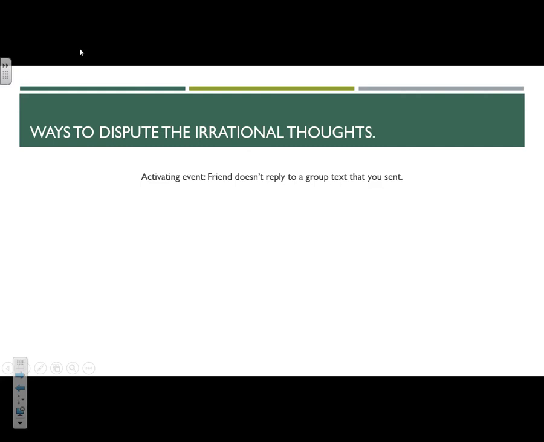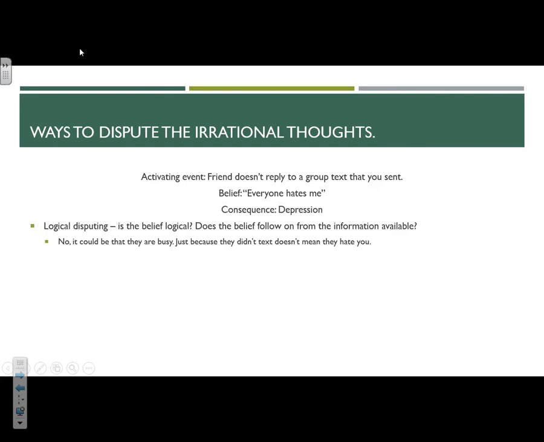So, we've got the activating event, that a friend doesn't reply to a group text, the belief everybody hates me, and the consequence, of course, of that is depression. However, there are different types of disputing. So, we have logical disputing, where the therapist would say, is that belief logical? Does the belief follow on from the information available? So you'd ask yourself that question.